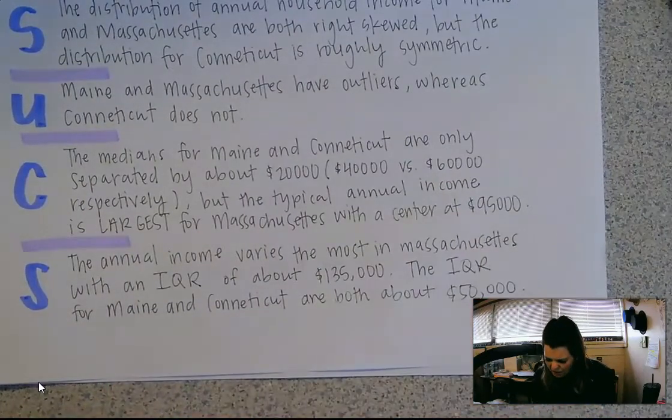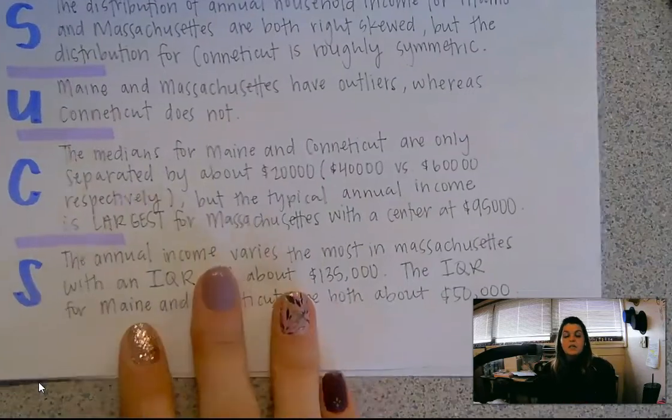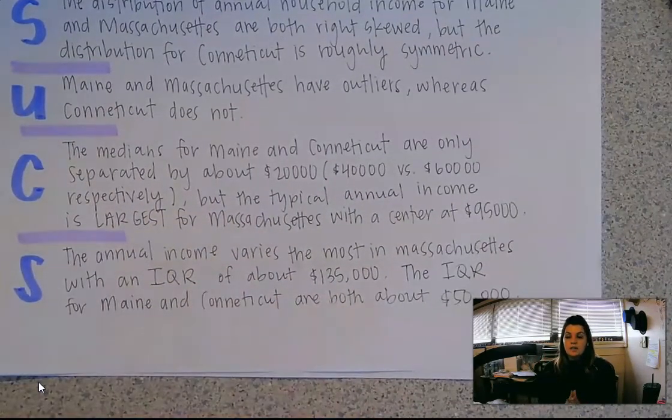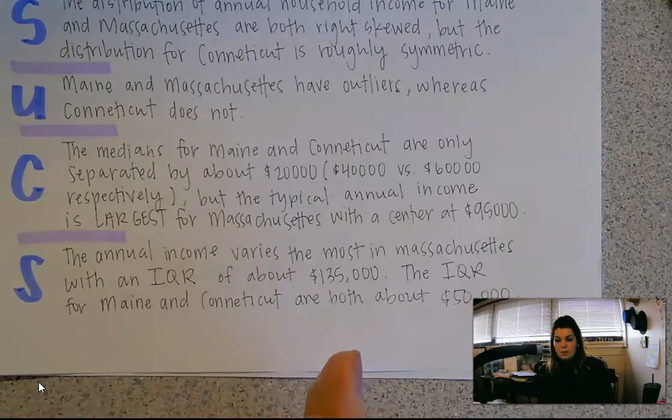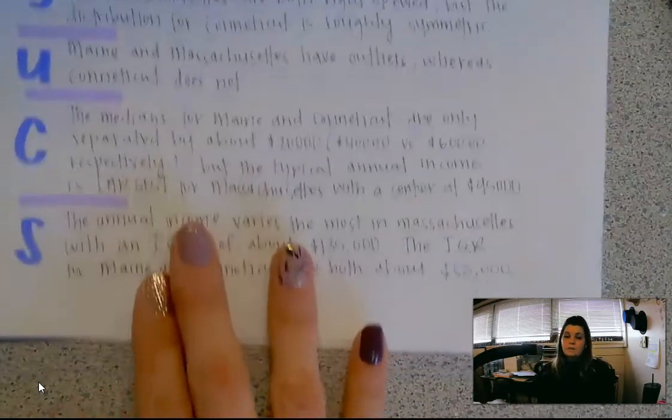Is that 95,000? Oh, it's the center. Yeah, sorry, I was thinking the max. So just know that as long as you're using comparing words, Massachusetts is the largest, and then Connecticut and Maine are closer to each other. I think that would have been enough to earn you full credit.